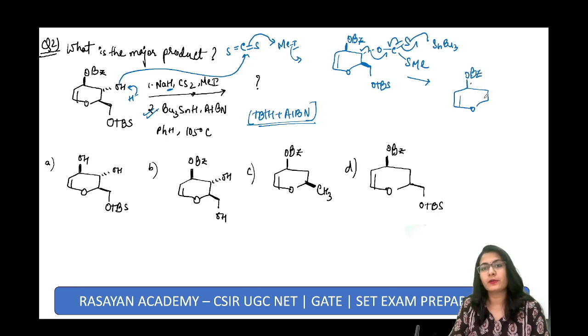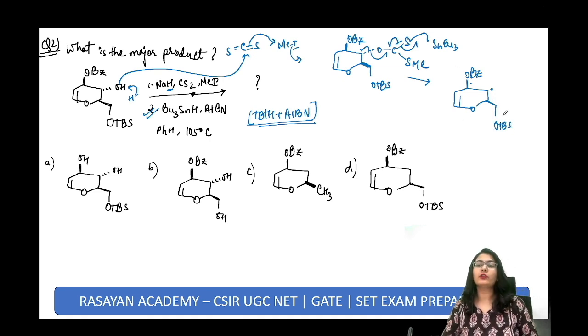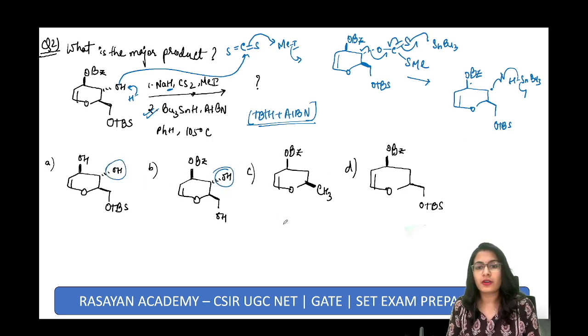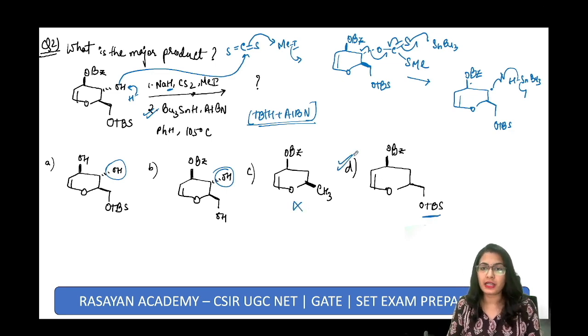The rest of the molecule is as it is. You get one radical over here. There is no further reaction within the molecule because you have a hydrogen source. It is going to just grab a hydrogen from over here and it gives you your final product. Deoxygenation. There is no hydroxy group anymore and it is not CH3 because I'm not doing any deprotection over here. So D is the correct answer.